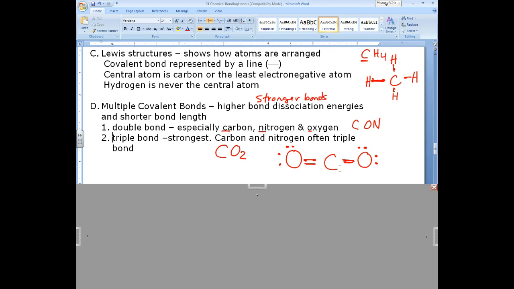That is the structure for carbon dioxide. You can now see that everyone has access to 8. That makes it a nice stable molecule. Everybody okay with that? All right. I'm going to give you some to try.